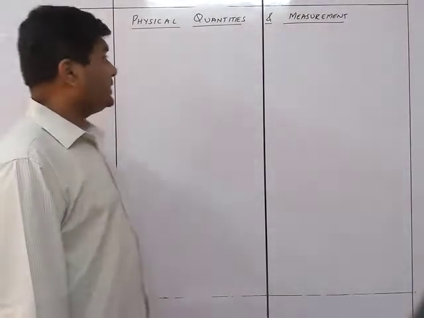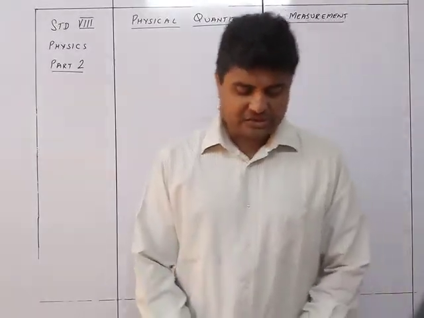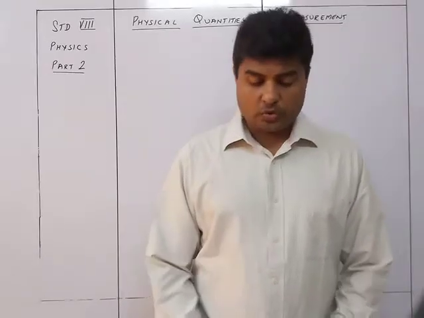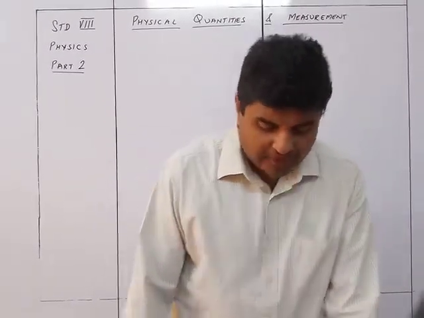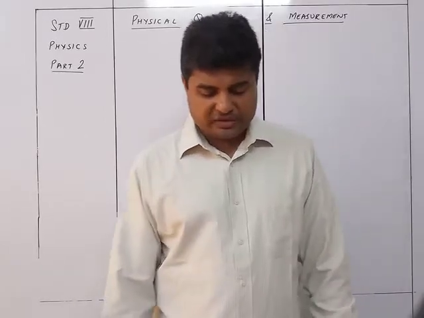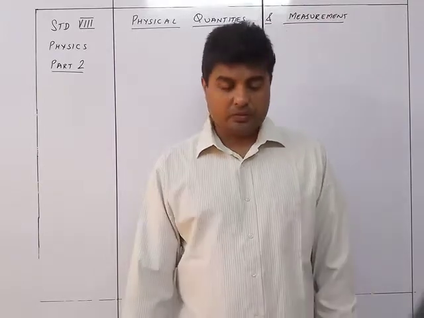So we continue with the physical quantities and measurements. So we were on the part vessels for measuring volumes. So in class 7 you have studied or read that we use different vessels for measuring the volumes of liquids. Some of the vessels are given below.